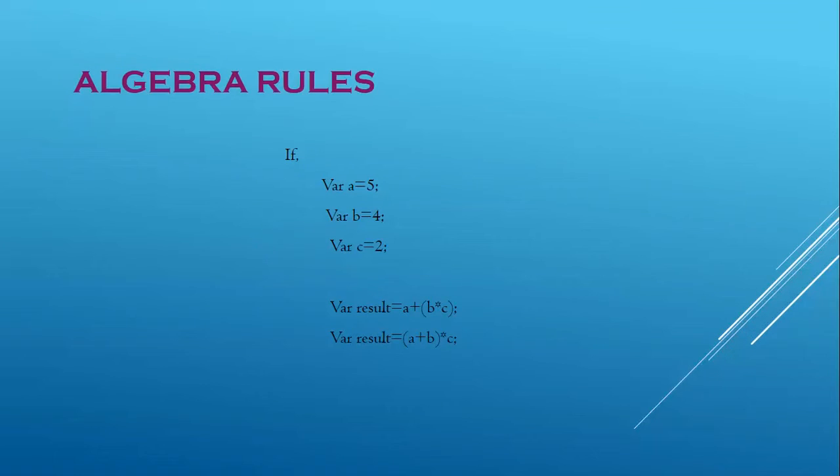JavaScript follows the standard algebra rule A plus B times C. Due to operator precedence, multiplication of B and C is done first. After that, A is added to it. If you want to multiply the sum of A plus B by C, then wrap A plus B in parentheses.